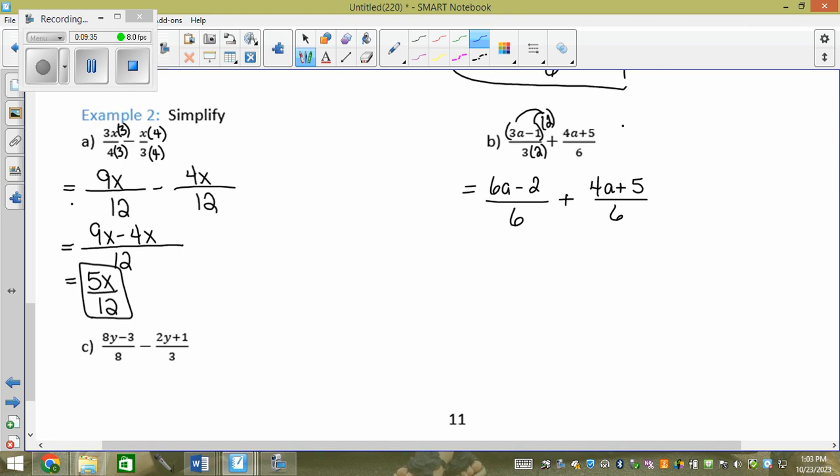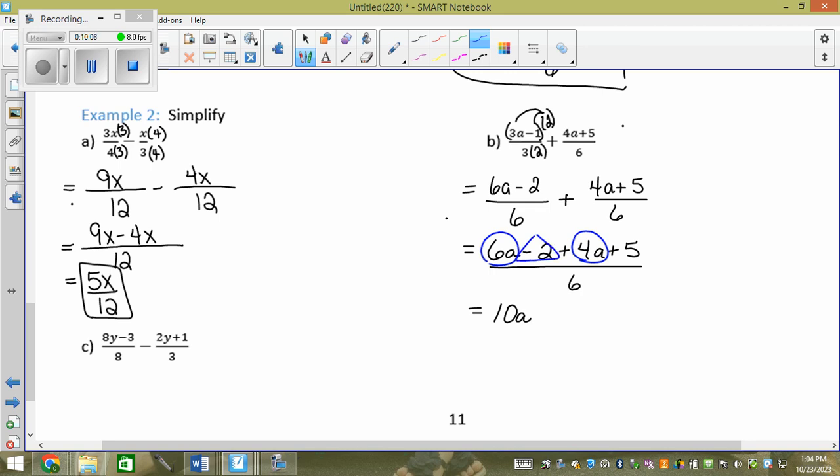Okay, now I'm just back to where I was in the previous example, right? They're both over 6. So now I just go 6a minus 2 plus 4a plus 5 all over 6. Now because I have the variable a, I treat them like apples. So here I have 6 apples, you could do avocados, okay. 6 apples plus 4 apples is 10 apples.